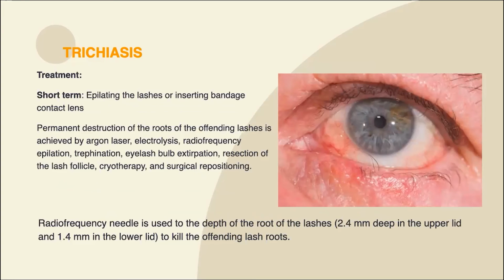For the short-term treatment, epilating the lashes or inserting a bandage contact lens is done. Permanent destruction of the roots of the offending lashes is achieved by argon laser, electrolysis, radiofrequency epilation, trephination, eyelash bulb extirpation, resection of the lash follicle, cryotherapy, and surgical repositioning. Also, a radiofrequency needle is used to reach the depth of the roots of the lashes, which is 2.4 mm deep in the upper lid and 1.4 mm in the lower lid, to kill the offending lash roots.